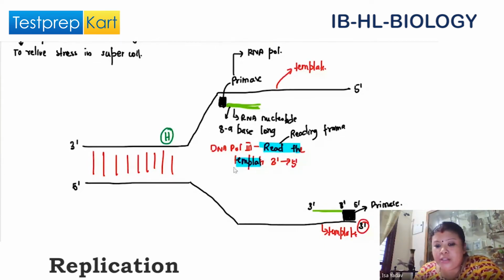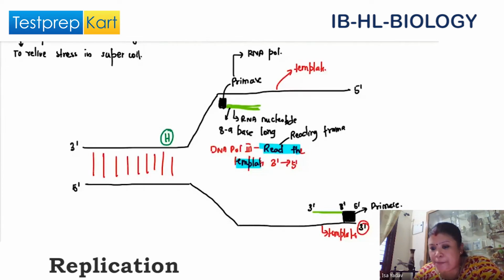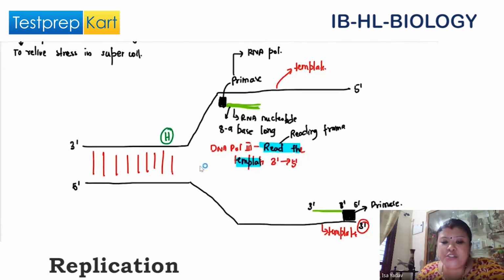Okay, Sana, did you understand this? Yeah. Okay, so reading frame. We have a reading frame, right? Because DNA polymerase has to read. Without reading, DNA polymerase will not know where to add the nucleotides. Okay, where to add the nucleotides. So let's see here. So what happens? One second.